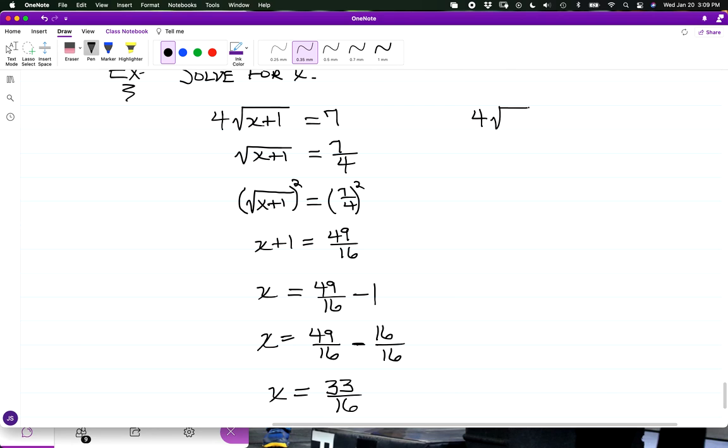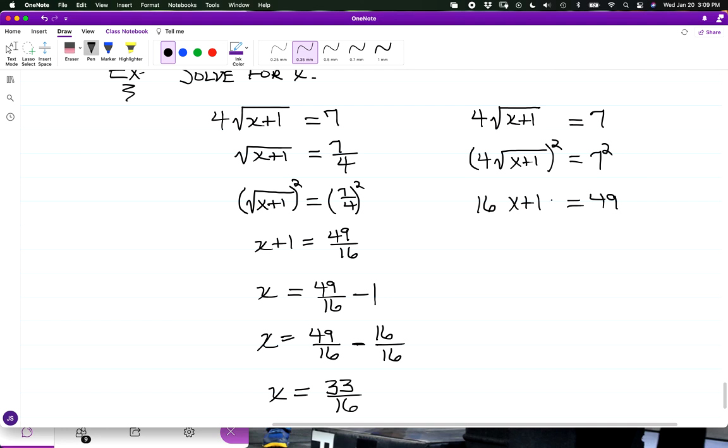Let's say that you don't want to work with fractions from the start. What you can do instead is go ahead and square both sides out. But there's a slight catch to this. Upon squaring both sides, 4 squared is 16. The square root of x plus 1, squared, is going to be x plus 1. Now 7 squared is going to be 49. Okay, now here's the catch.